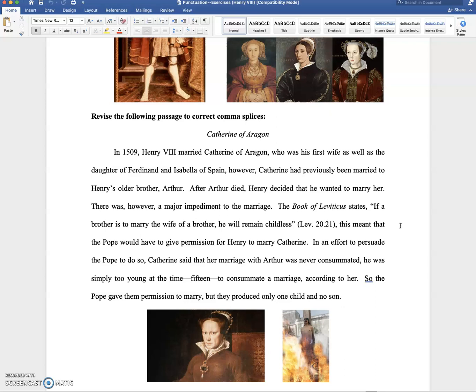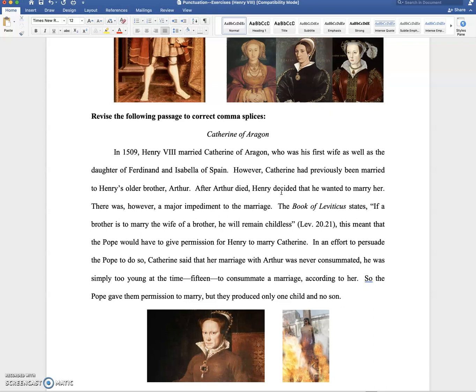Okay, so there are 3 comma splices in this passage, and the first one is right here before however, because you have a complete sentence here. If you read that, that could stand alone, and then this could be a complete sentence here. So each of those is an independent clause. So in order to fix this, you would need to either put a semicolon here or a period. I'm going to do a period because this is kind of a long sentence if we put it all together.